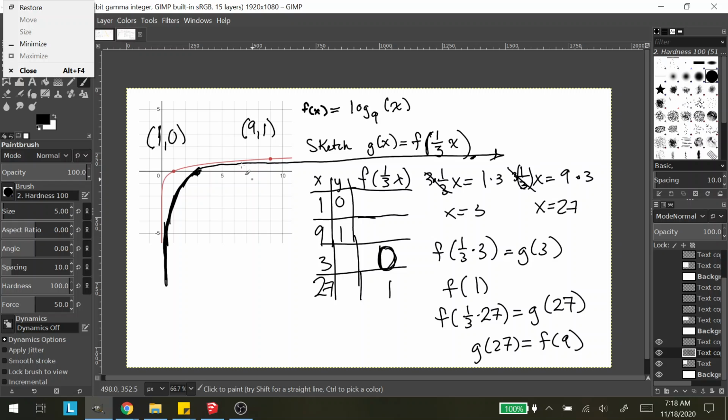So what we're looking at is a stretch. It's taking 3 times longer to get there. Instead of getting to 0 at 1, it's taking all the way till 3. Instead of getting to 1 at 9, it's taking 3 times longer. So instead of 9 minutes, it's now taking 27 minutes. Instead of 9 seconds, it's 27 seconds. Whatever our units are, it's taking 3 times longer.